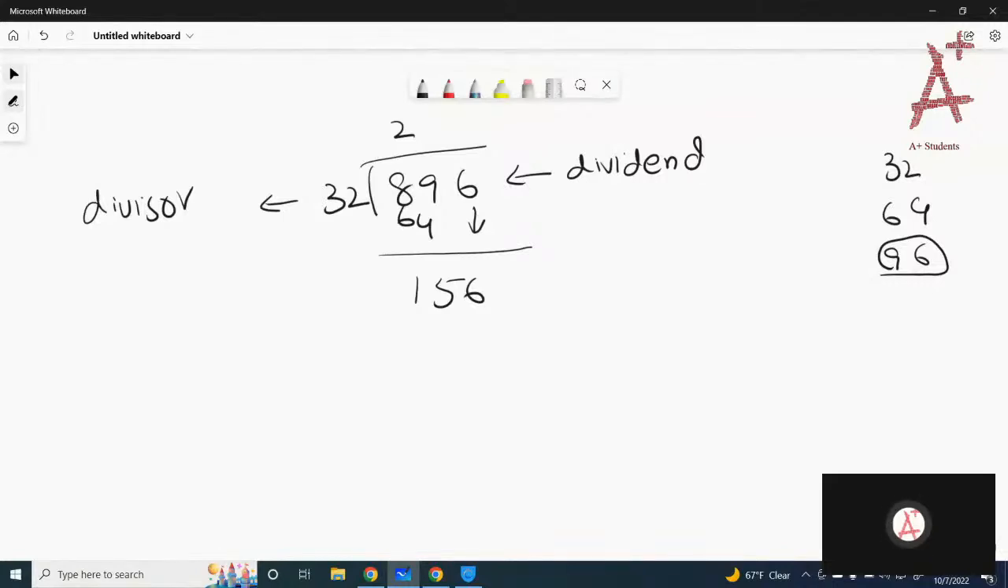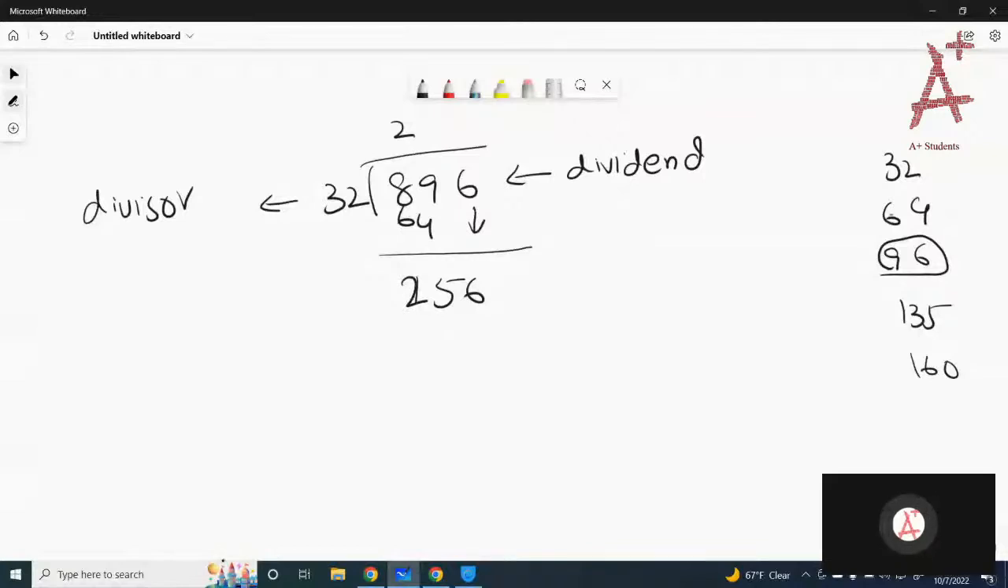So 32 times 4 is 128. 32 times 5 is 160. And 32 times 6 is 192. Oh wait, 89 subtract 64 is 25. Sorry, it is 256, not 156.